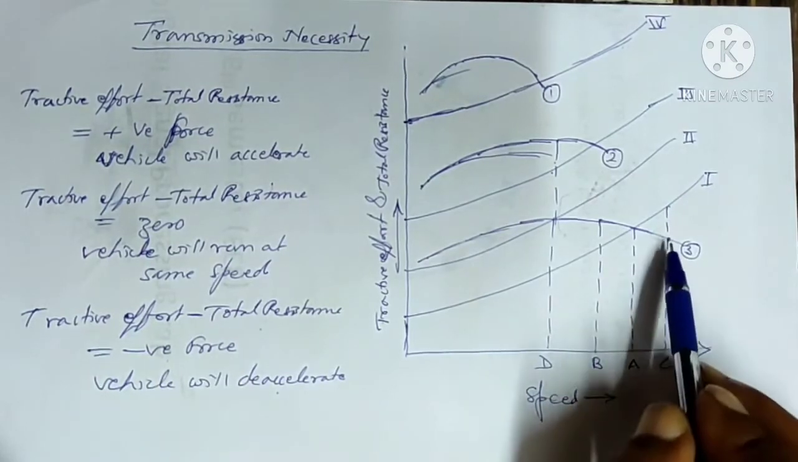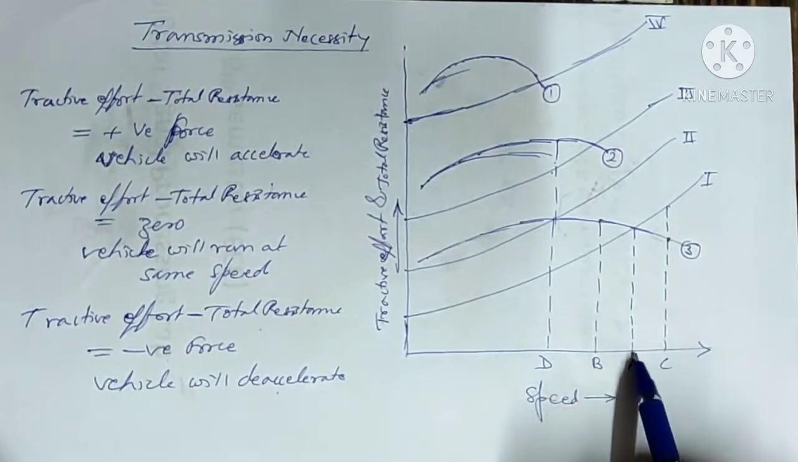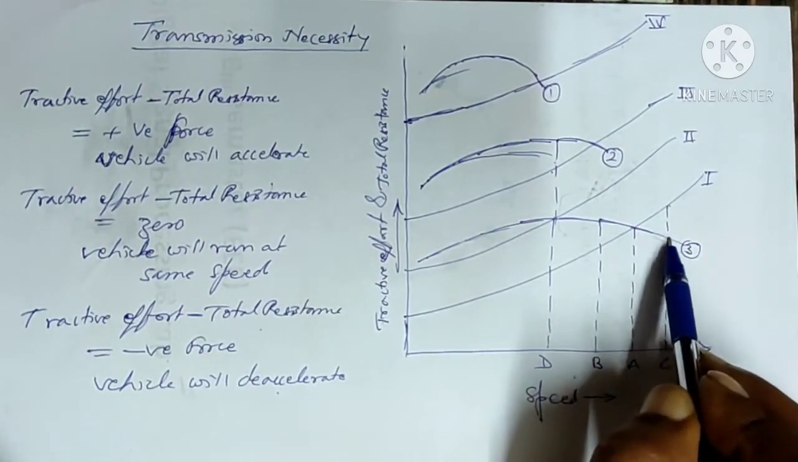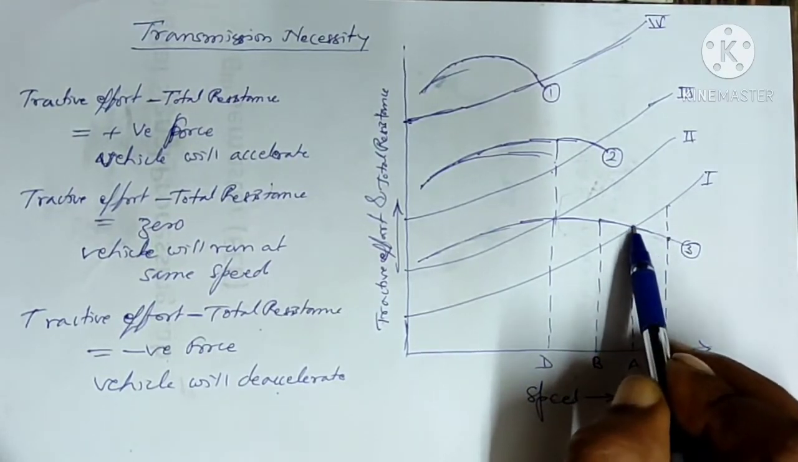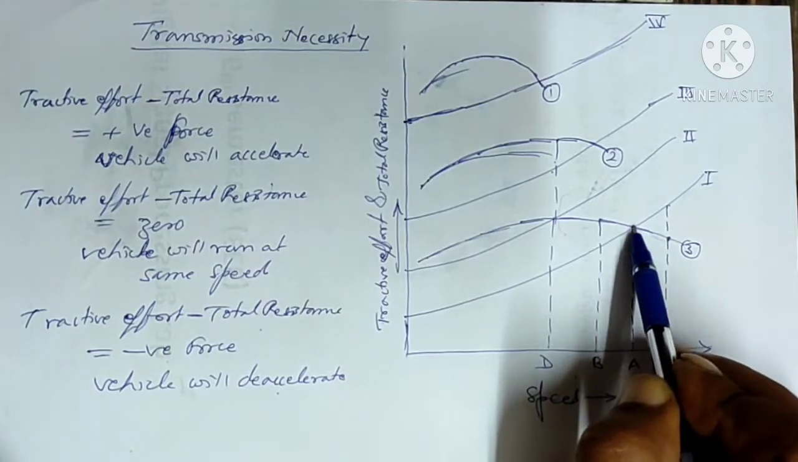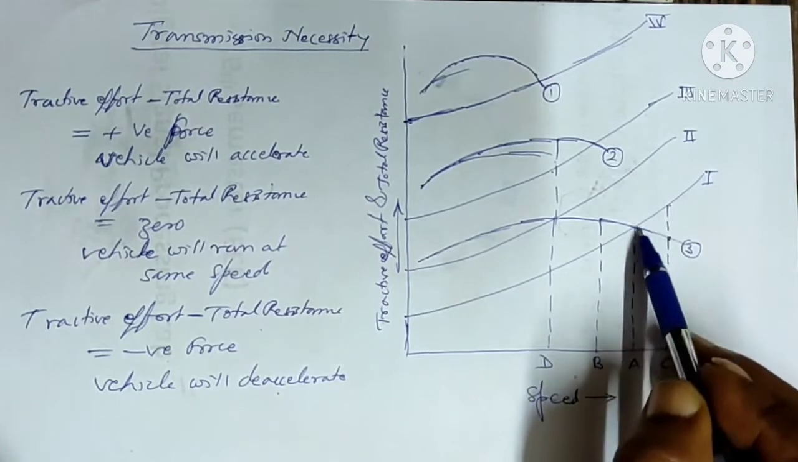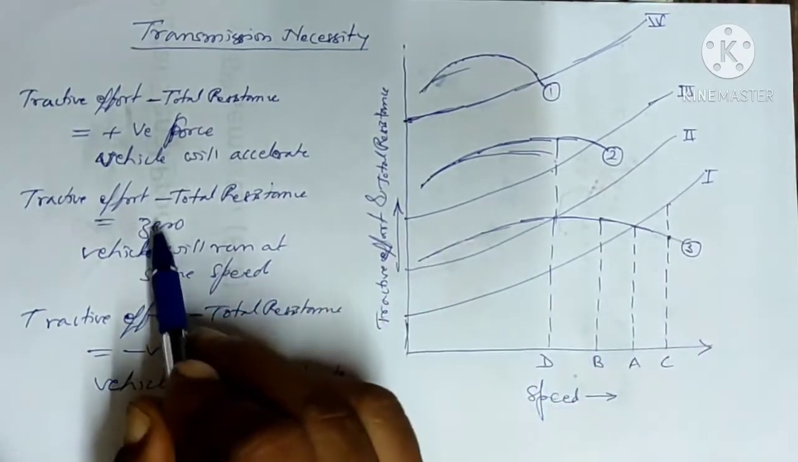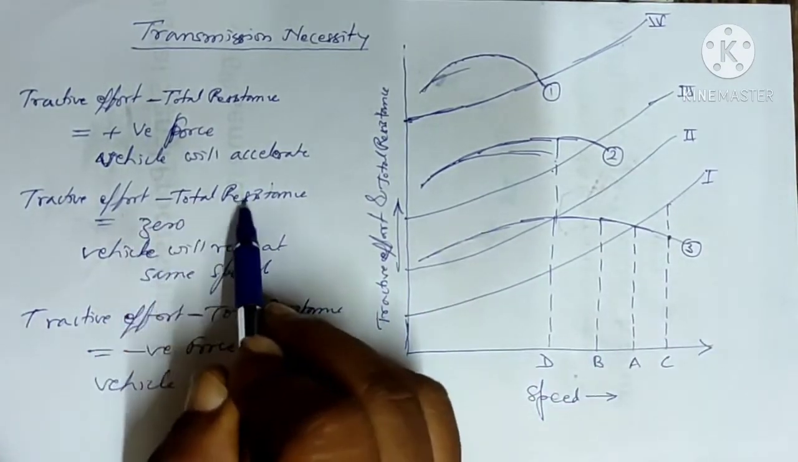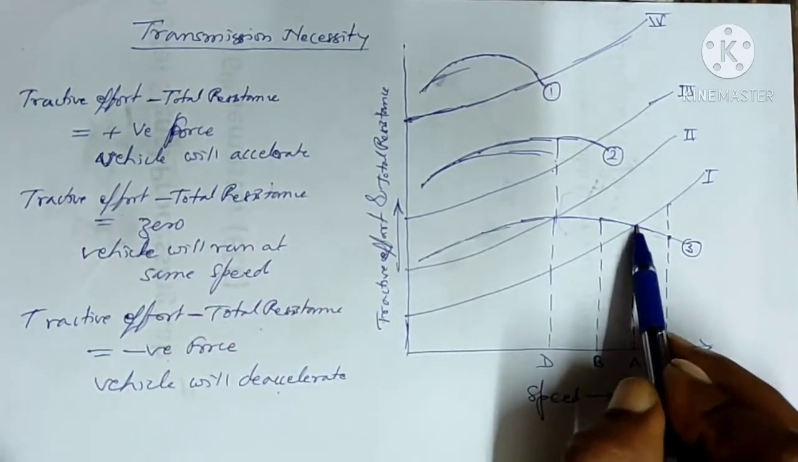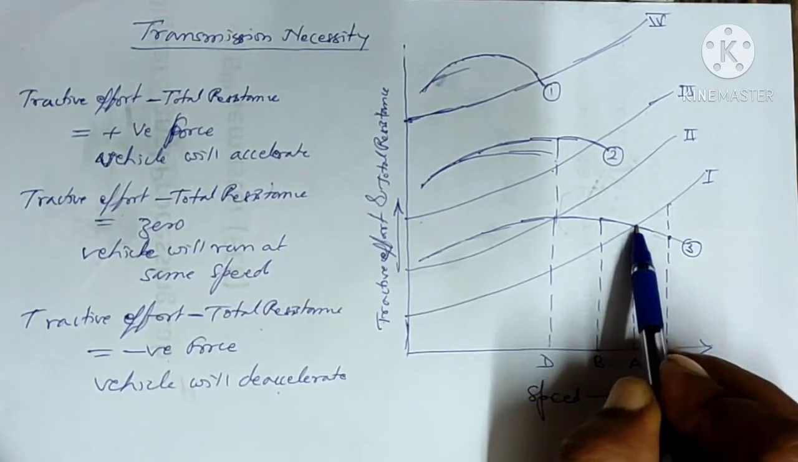So what will happen? The vehicle speed will reduce from C to A, until it reaches this point. As we reach this point, the tractive effort and the resistance become equal. That is, the tractive effort minus total resistance equals 0. So the vehicle will continuously move with the same speed.